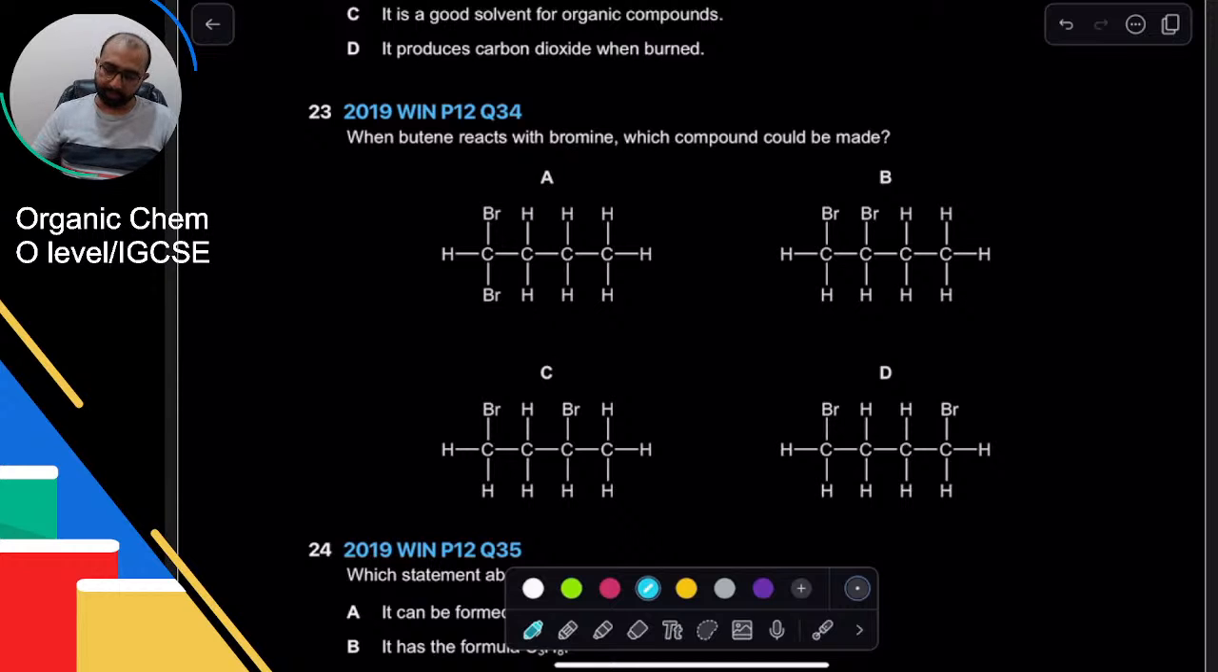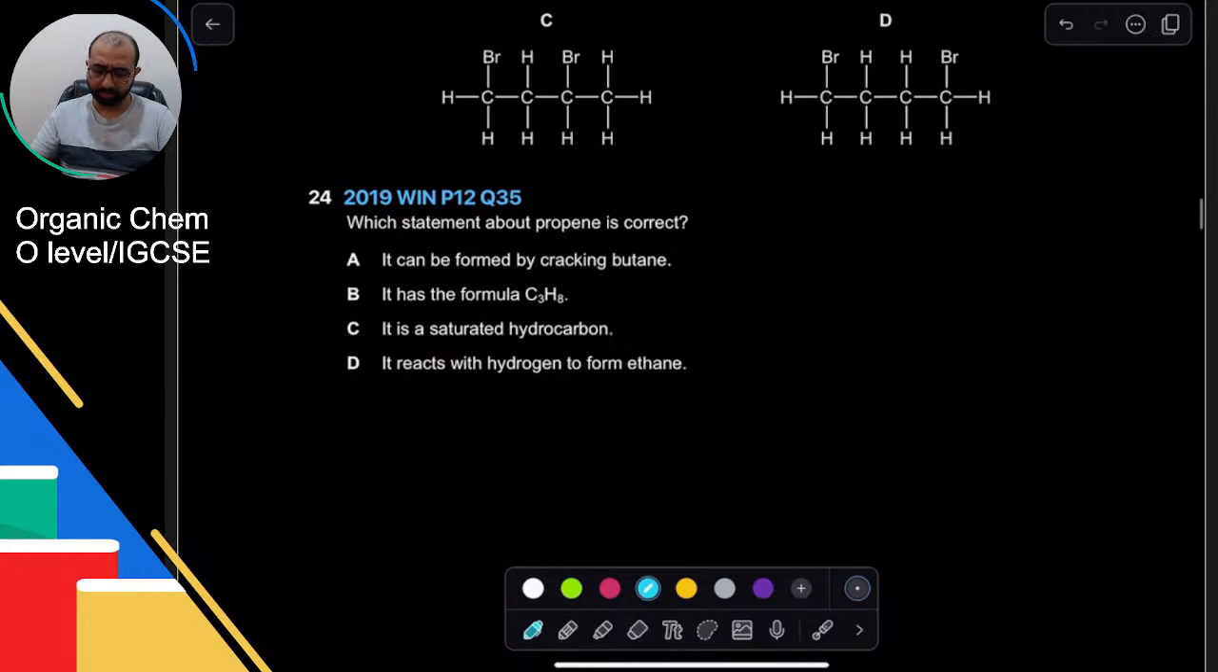Which compound could be made? Let's see. So again, this is very similar to the one that we did before. Carbons should be connected and they should have bromine on each one of them. So B is the answer here. We just saw this. And this is the last question for alkenes.